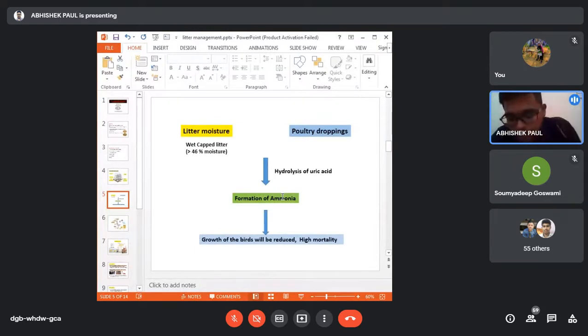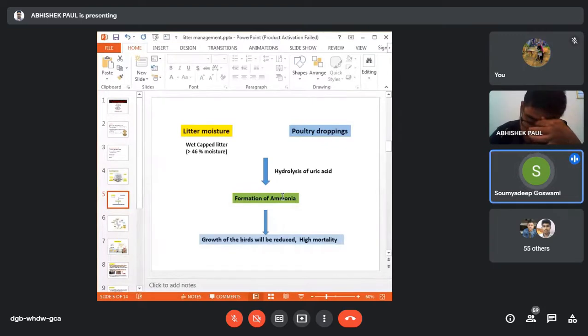Now Somadip, can you explain how this ammonia is formed from the poultry litter? Yes, sir.